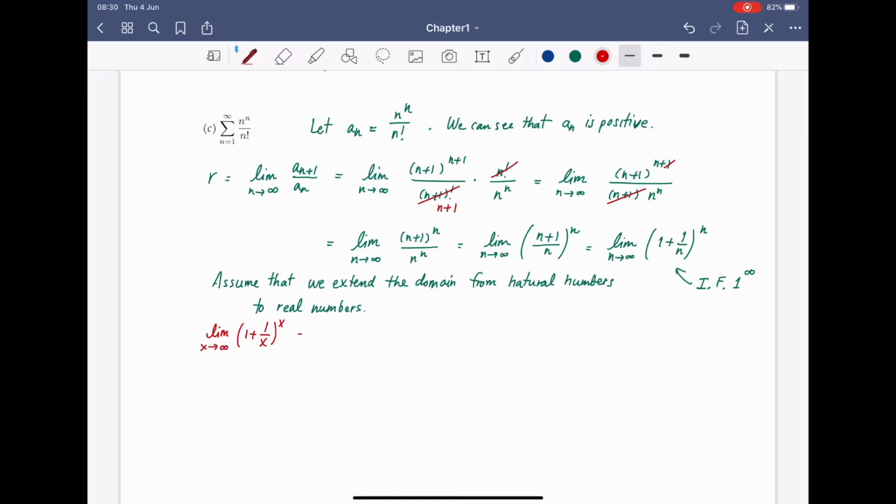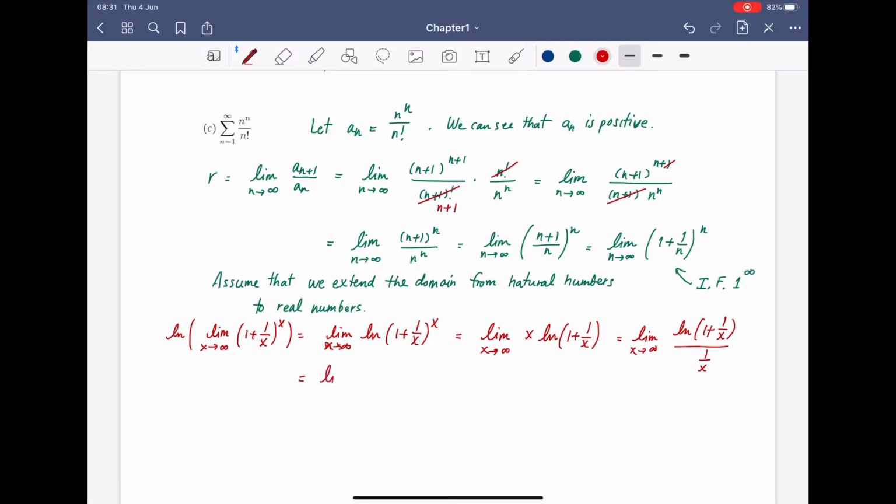And this thing, first of all, I'm going to take the log of this thing, so I can swap the limit and log. All right, and then after that, I can just move my x down. So I'm going to have the limit of x times log(1 plus 1 over x). And then after that, I have the limit of log(1 plus 1 over x) over 1 over x, right?